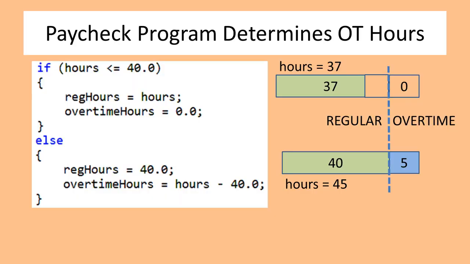Let's take a detour for a moment and look at the paycheck program again and see how it separated the number of hours into regular hours and overtime hours. If the number of hours worked is less than or equal to 40, there's no overtime. Set the regular number of hours to the hours worked and the overtime to zero. If there is overtime, the first 40 hours are regular hours and anything over 40 are overtime hours.